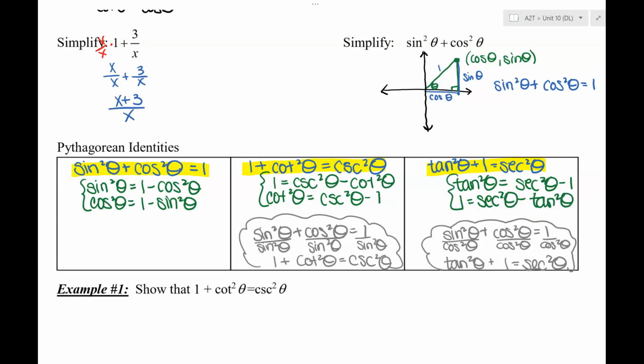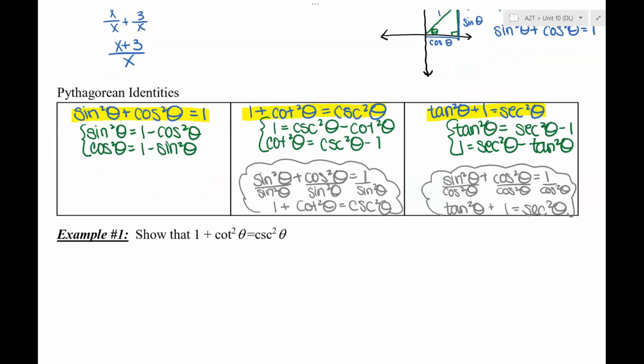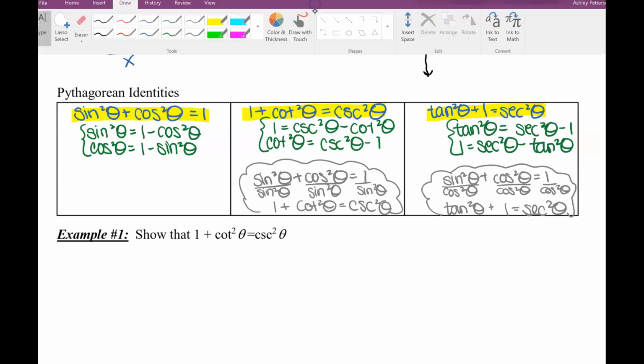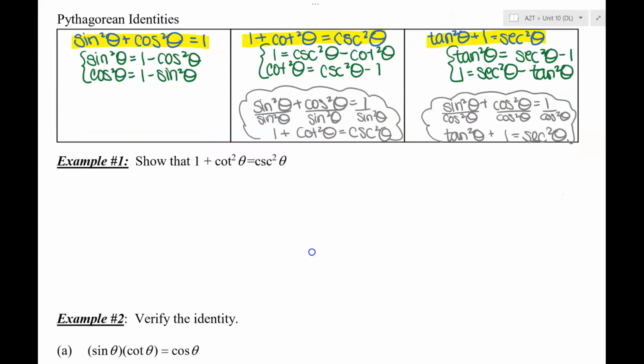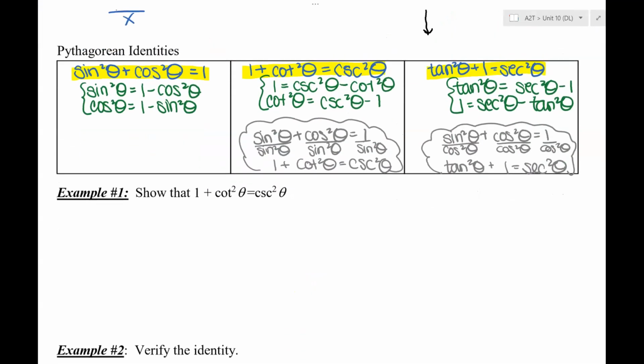Okay, what I want you to focus on is memorizing the top three. Okay, again, if you have trouble memorizing, then definitely just memorize sine squared theta plus cosine squared theta equals 1. You can generate the other two from there, and then just by subtracting pieces you can generate the additional 6. Okay, why do we need to know these? Because we're going to be asked to verify or show. So the big thing with these is that you need to practice.